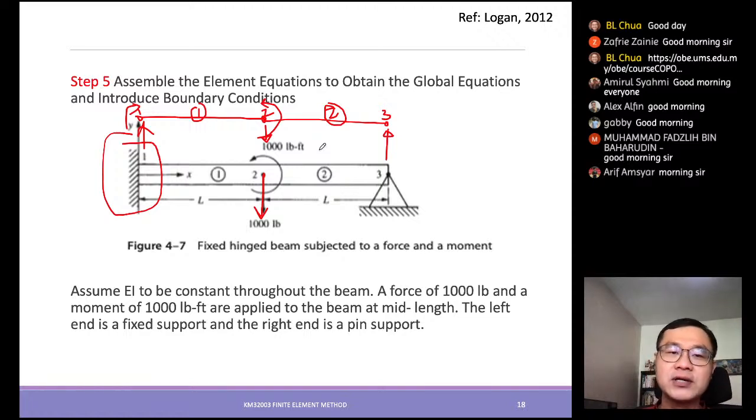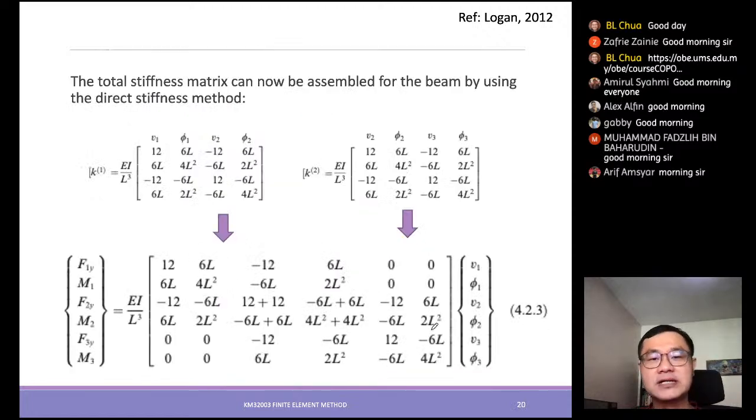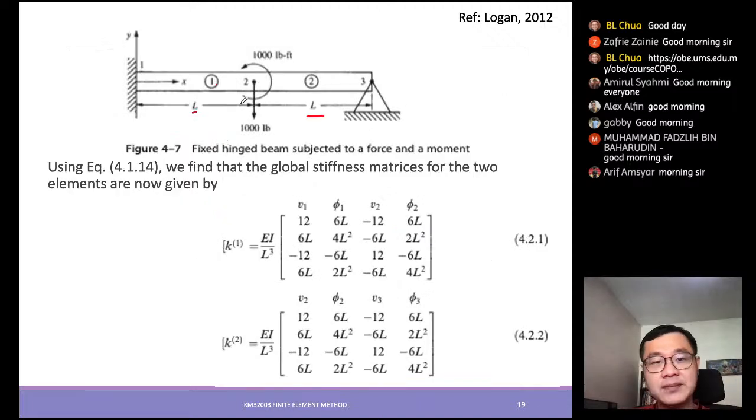From that free body diagram, what you need to do now is just fill in the stiffness matrix. The element number 1 equation is as such, and the element number 2 equation is as such. Since the length is the same, everything is the same. So what you need to do is just assemble them together using the direct stiffness method. The important thing is the labeling of the nodes. Element number 1 is connecting nodes 1 and 2, then element number 2 is connecting nodes 2 and 3.